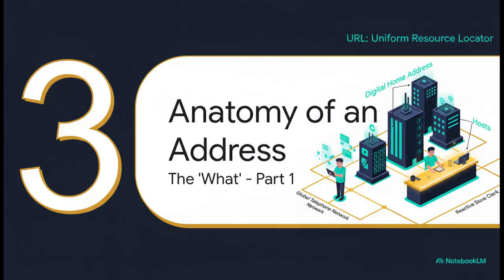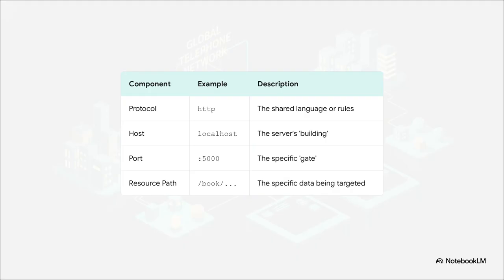Okay, so for a client to actually find a server in this huge digital universe, it can't just shout into the void and hope for the best. Nope. It needs a precise, unique digital home address. And we call this a URL, or a Uniform Resource Locator. Every single part of this address has a very specific job. Let's break it down. First step, you've got the protocol, like HTTP. That defines the shared language, the rules of the conversation.